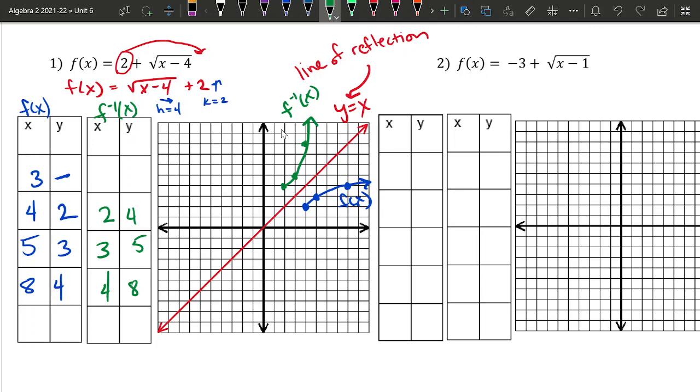And that's for all functions. It's not just for the square root function, but it's for any function that you're given. If you need the inverse, graph it, swap the x and y values, graph the new table, or graph the new function.